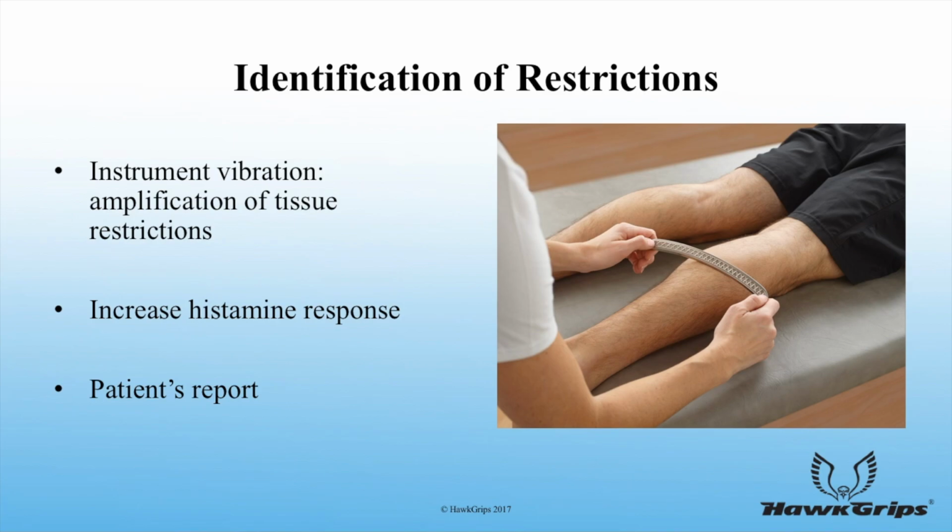One of the great benefits of precision-engineered HawkGrips instruments is the ability to identify tissue restrictions. When the tissue is moving efficiently, the instrument will glide effortlessly through the tissue. When restrictions are present, the clinician will feel the instrument slightly vibrate when passing through these structures. When restrictions are identified, the clinician will then use various strokes, which we will discuss momentarily, to improve mobility. Tissue restrictions can also be identified by an increase in histamine response and/or the patient's verbal and nonverbal response to treatment.